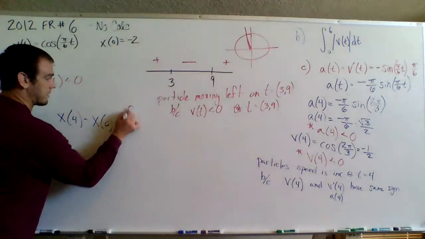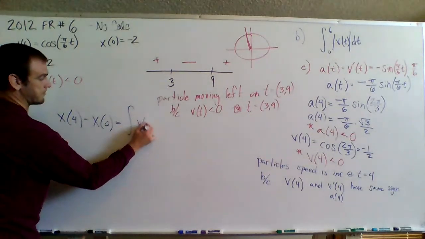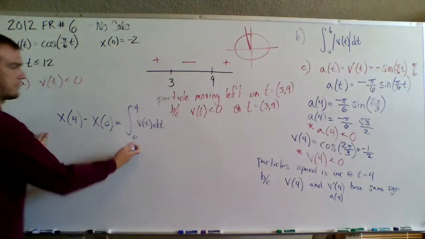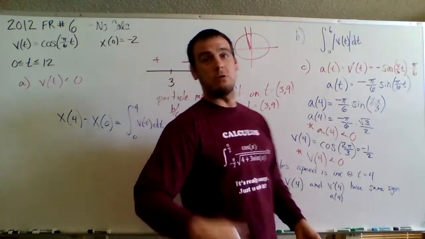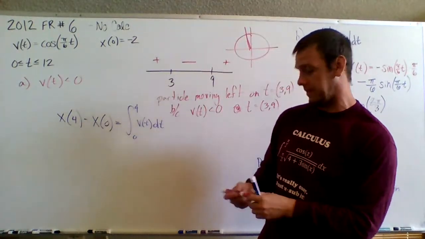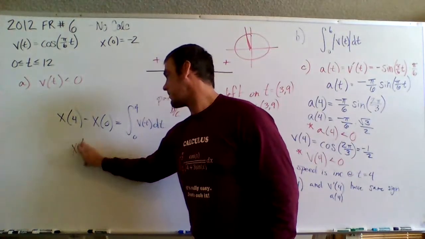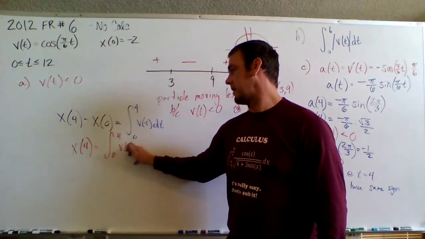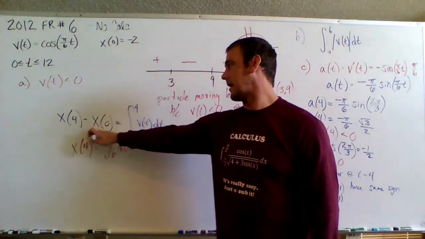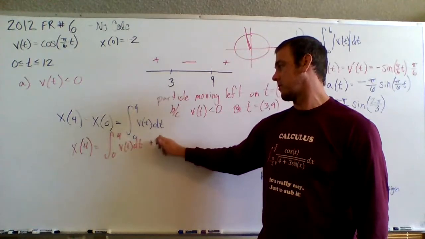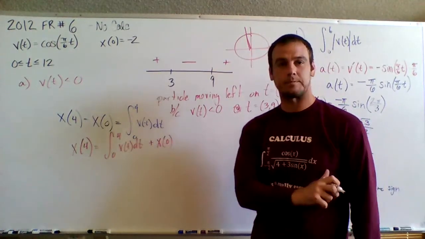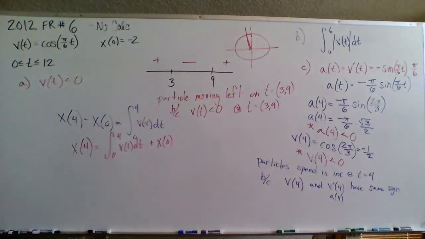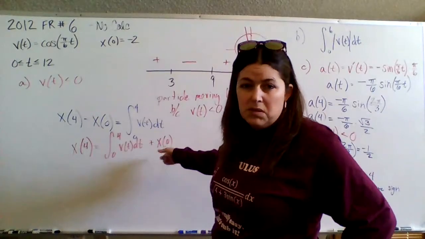x of 4 is going to equal the integral of velocity from 0 to 4. It's just the fundamental theorem of calculus. If you use a twist on the fundamental theorem of calculus, it's the same exact thing. x of 4 is going to equal the integral from 0 to 4 of v of t dt, but all we did was add over our initial position, x of 0. So hold on, I'm going to jump in. If you think about this in words, when I taught you this twist, this was the kind of problem I used it on.